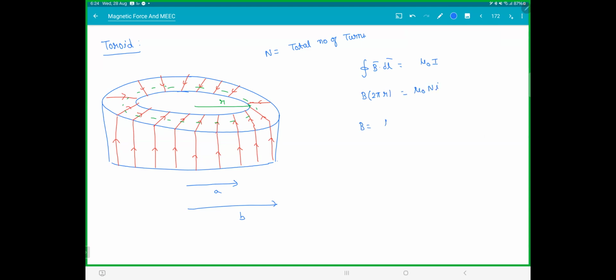This thing actually looks like a solenoid which is folded into a circle. So B is mu naught N I by 2 pi small r. This is the field between B and A. Field outside is 0. That's the toroid. There's only field between A and B. B is 0 for r less than A and r greater than B.